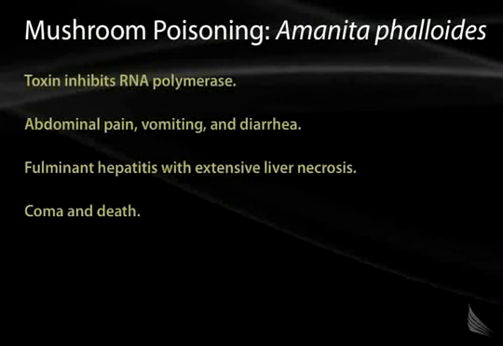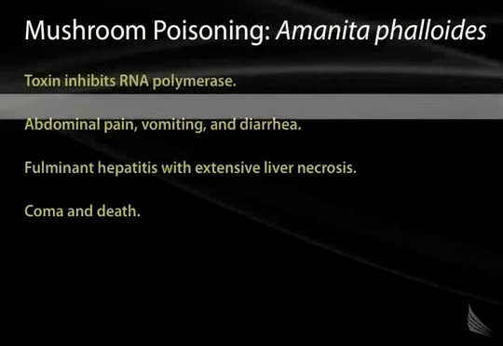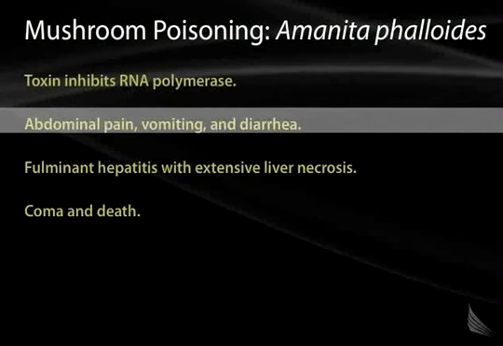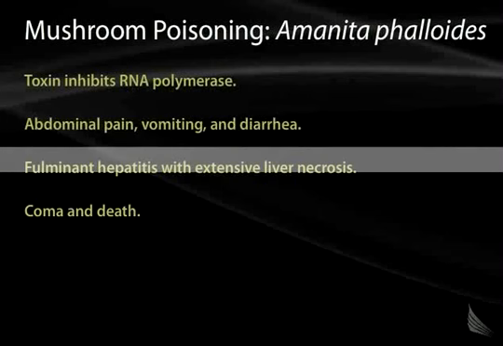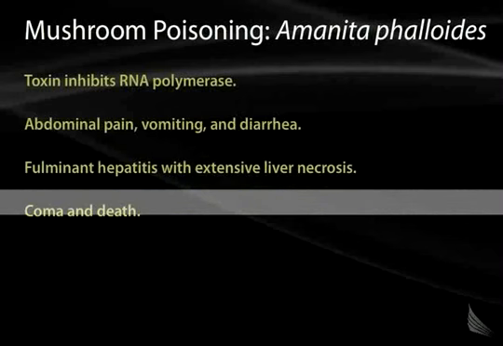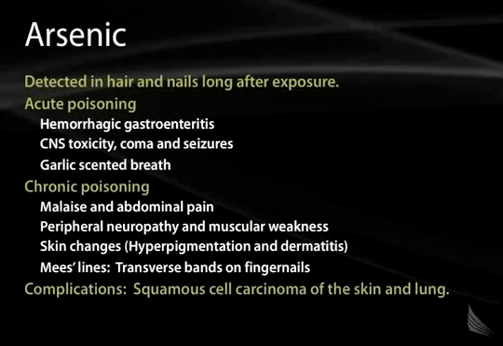One of the risks of picking your own mushrooms is demonstrated by exposure to Amanita phalloides. This mushroom produces a toxin which inhibits RNA polymerase. Patients present with abdominal pain, vomiting, and nausea. Eventually, they go on to develop a fulminant hepatic necrosis, and then, without liver transplant, go on to develop coma and death.